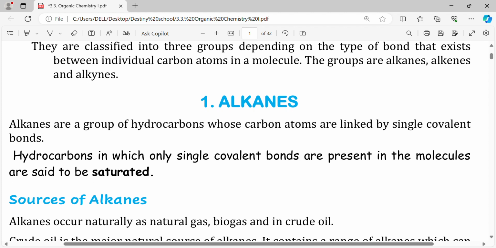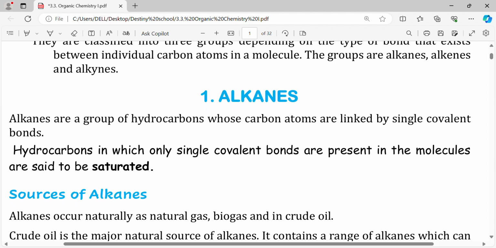So they are divided into 3 groups. We have the alkanes, the alkenes, and the alkynes. The alkanes have single carbon bonds throughout. Then the alkenes, you are going to see that we have at least one double bond.